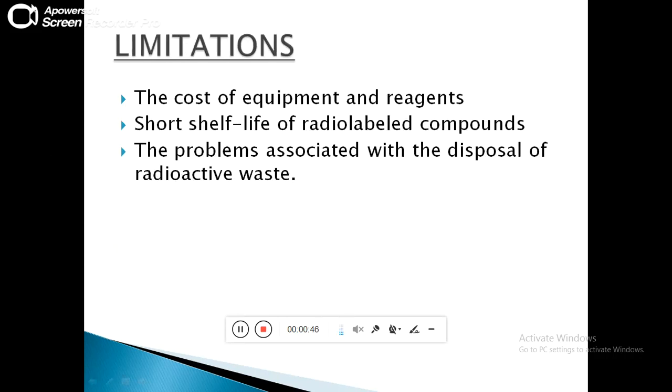Moving on to the limitations of the RIA. The cost of the equipment and the reagents is quite high. Short shelf life of the radiolabeled compound, that means the radioisotopes which we use in this technique have a half-life which could be short for some of the radioisotopes. The problem associated with the disposal of radioactive waste, as we are aware that radioactive waste is highly hazardous, so certain problems are associated with its disposal.